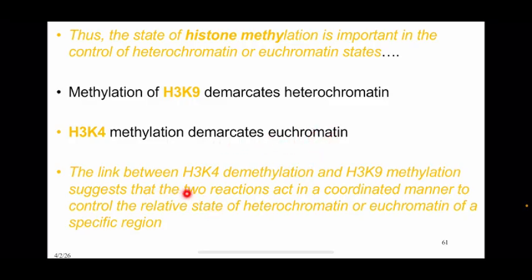The link between K4 demethylation and K9 methylation suggests that the two reactions act in a coordinated manner to control the relative state. So when we are demethylating K4, we are actually forming heterochromatin. I'm sure you understand this, right? And when we methylate K9, you're also forming heterochromatin. So the link between the demethylation of K4 and methylation of K9 suggests that these two reactions act in a coordinated manner to control the relative state of heterochromatin or euchromatin of a specific region.